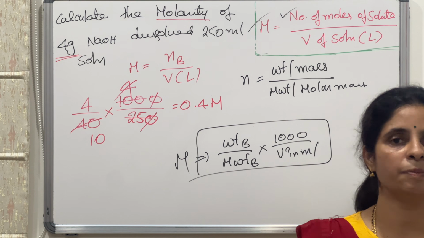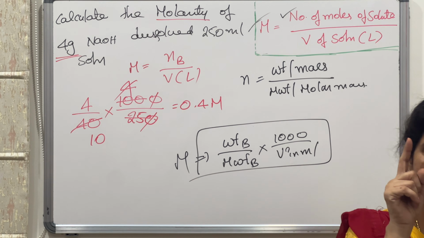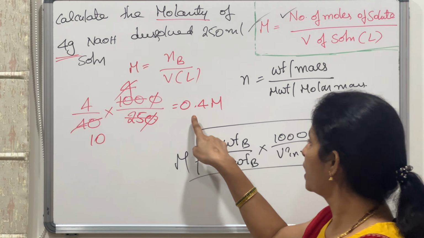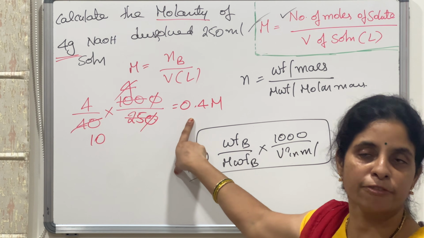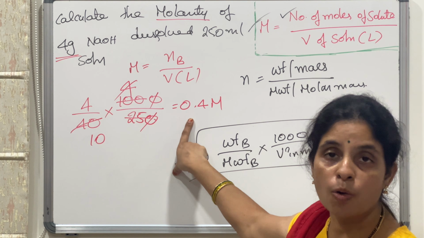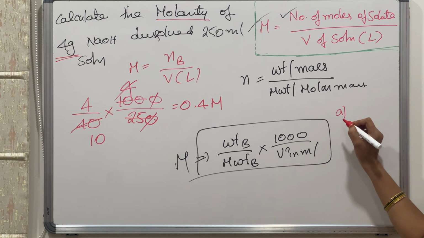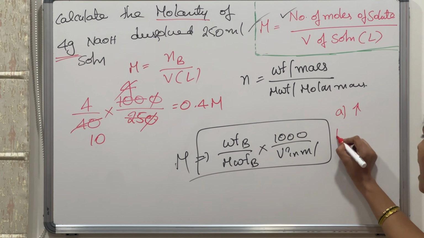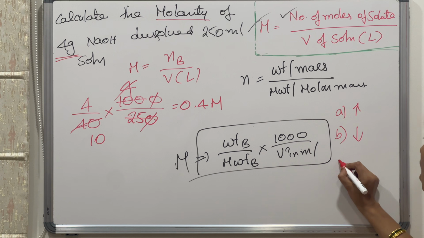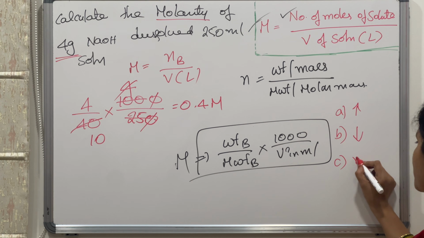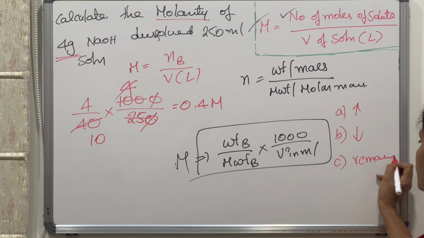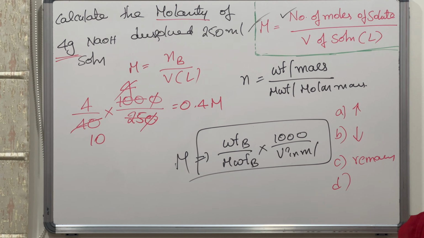Till now everything will be easy, but they will add this question here. If I increase the temperature, how does this concentration change? And here your options: the concentration will increase, the concentration will decrease, the concentration remains the same, or none of the above, like that. So what will happen?